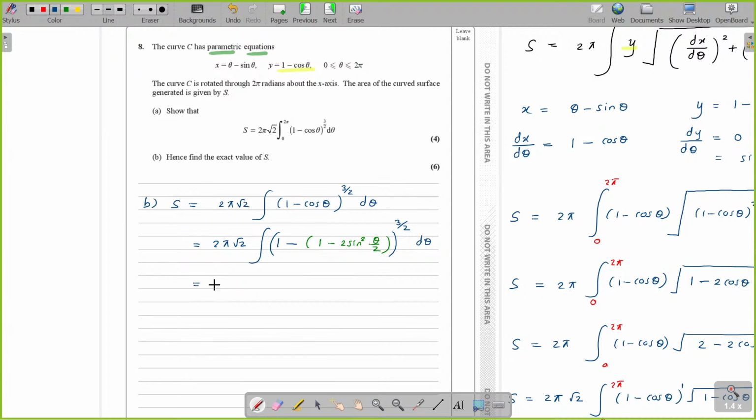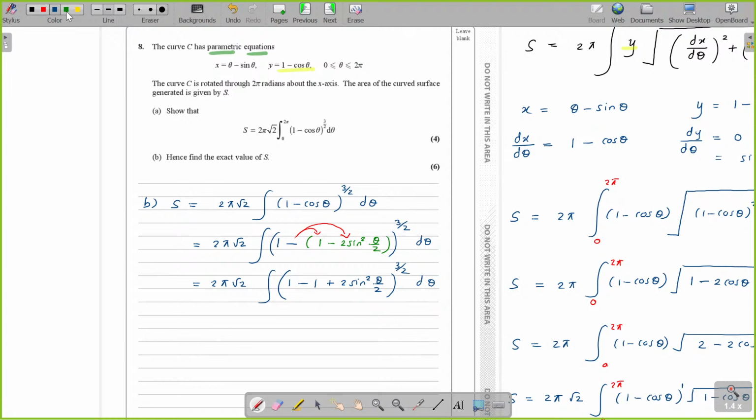It cancels. You can expand and simplify inside. 1 minus 1 into 1 is minus 1. So it's going to be 1 minus 1. Minus into minus is a plus. It's going to be plus 2 sine square theta over 2, half theta. And then outside there's a power 3 over 2. Do you agree with me?